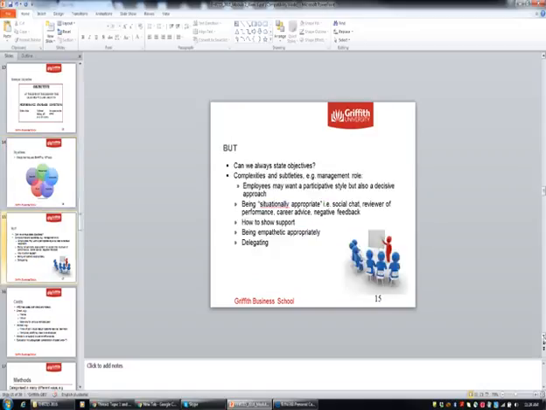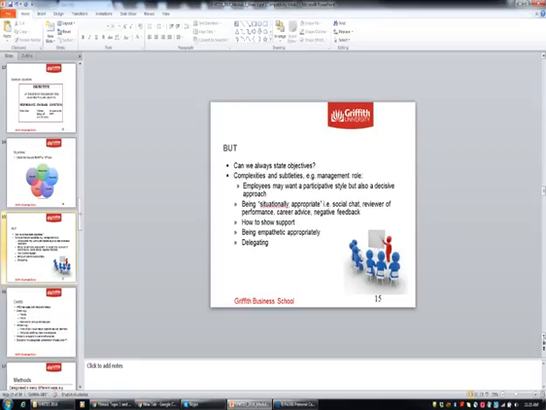But can we always state objectives? If you think about management roles, leadership roles, there's lots of complexities and subtleties in those. So, for example, employees want a participative style. They want to be included. But then they also want someone who's actually quite decisive when it comes to it. So, these are things that need to be thought through.